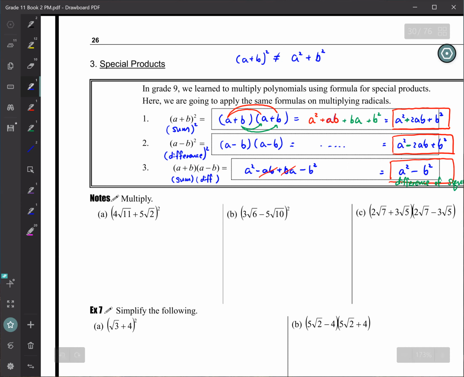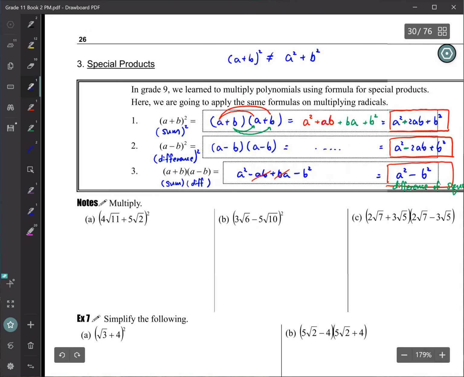For example, question A. This one is a sum, you see an adding in the middle, so you will be using the sum squared. This part is the a, this part is the b. A and b can be anything. If we follow the formula, it says a squared, so I put brackets, plus 2ab plus b squared. This will be your first step.